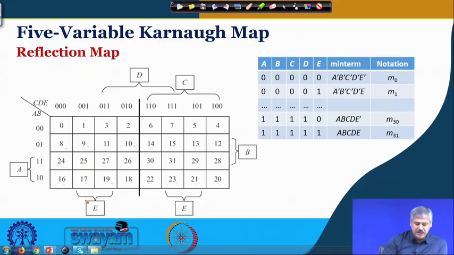The positions here show that D remains 1 over these 4 columns. That means a total of 4 into 4, 16. A remains 1 for these 2 rows, this row and this row. So, 2 into 8, 16. That is what you see for the other variables.